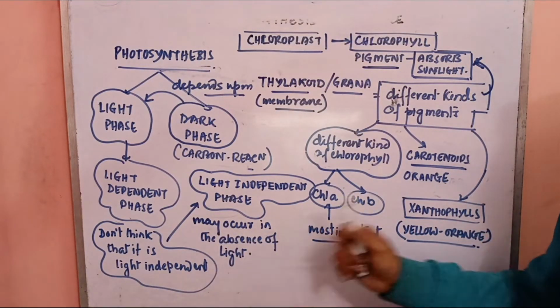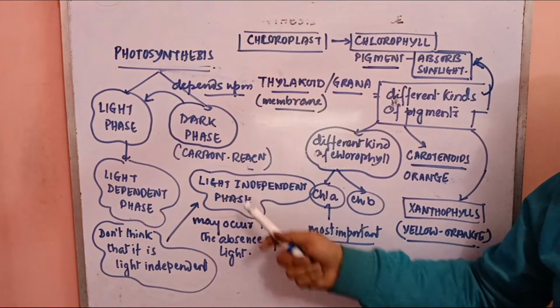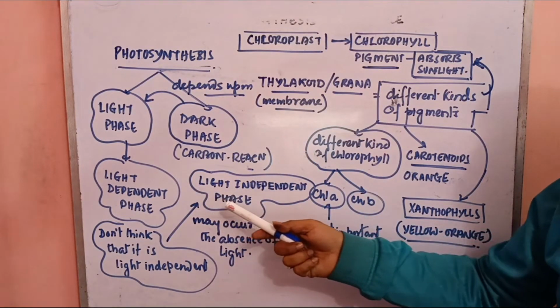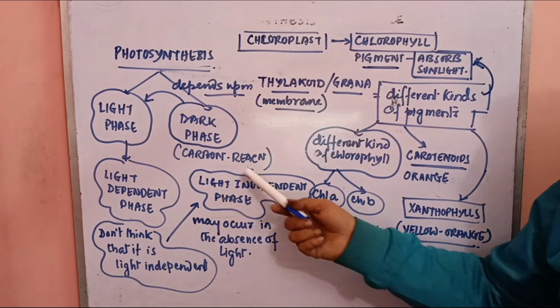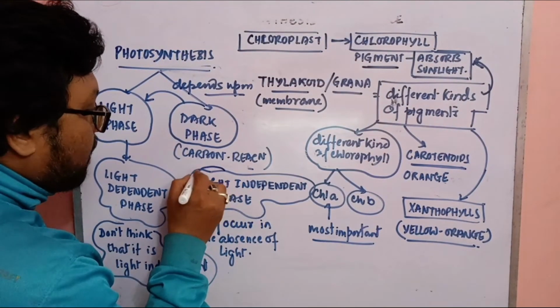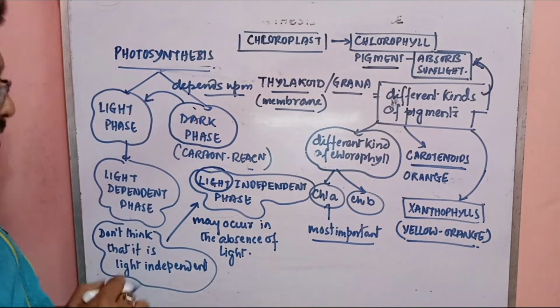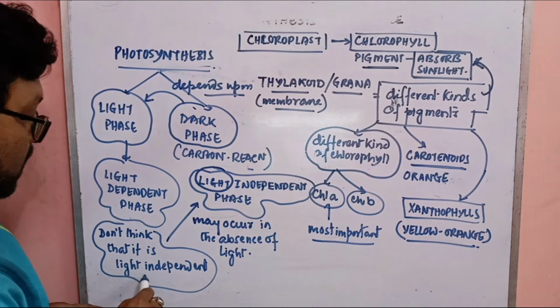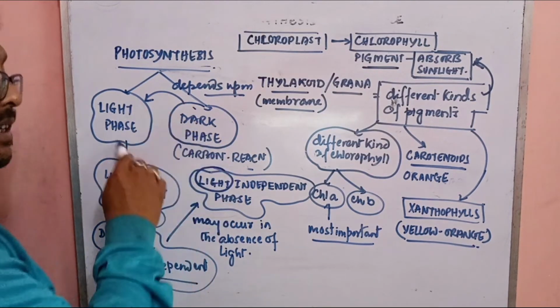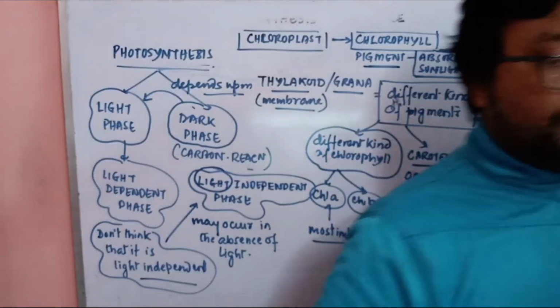It may occur in the absence of light. That is the reason why it is known as dark phase, because it is light independent. It doesn't depend on light directly, but it is dependent on the light phase. Don't think that this is light independent, but it depends upon the light phase. Is it clear?